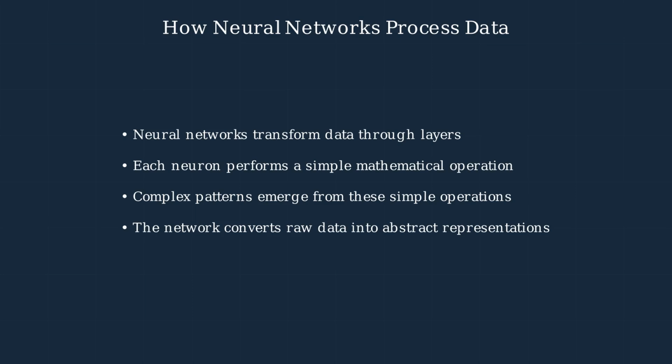To summarize, neural networks process data through layers of artificial neurons, each performing simple mathematical operations. These operations transform raw data into increasingly abstract representations, allowing the network to identify complex patterns and make predictions.